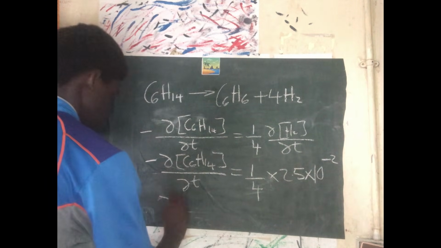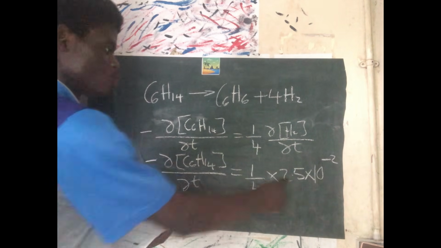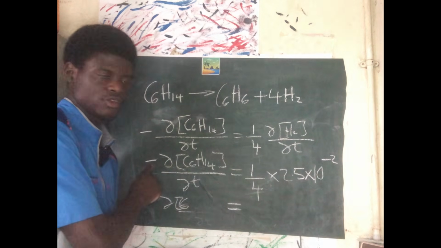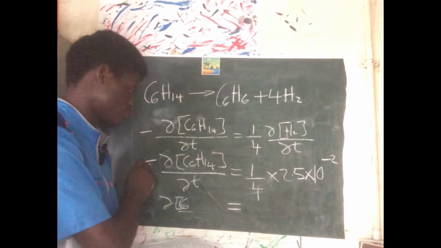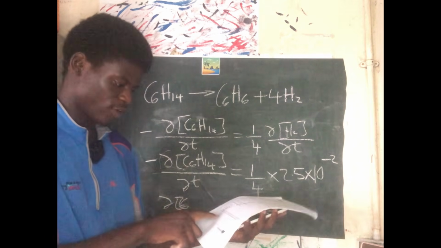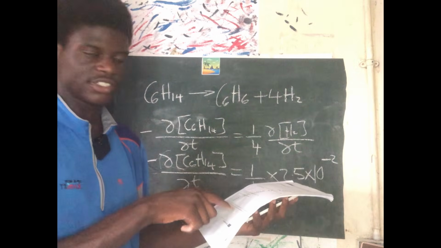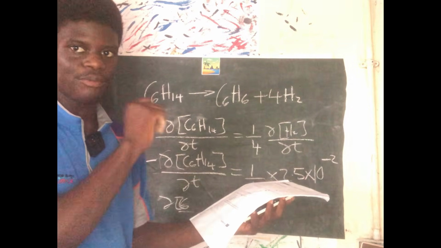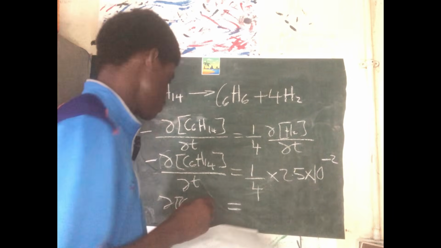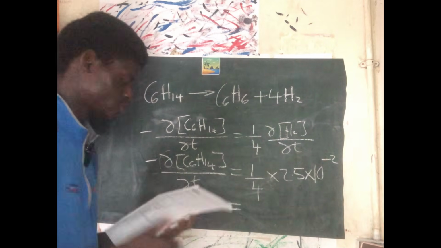So our final answer will be 2.5 times 10 to the minus 2 divided by 4, then multiply by this negative, because this is what we are looking for. We are not looking for the negative of the reaction rate, we are looking for the reaction rate itself. From the question, they said determine change in P of C6H14 over change in T. They didn't say determine minus, so this is what they are looking for. So after dividing this one by 4, we multiply by minus.